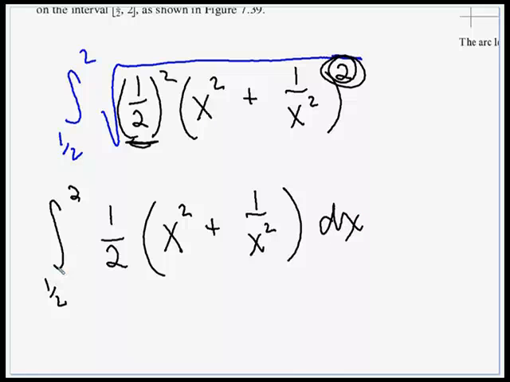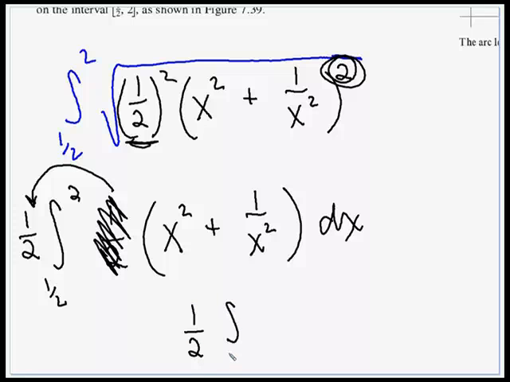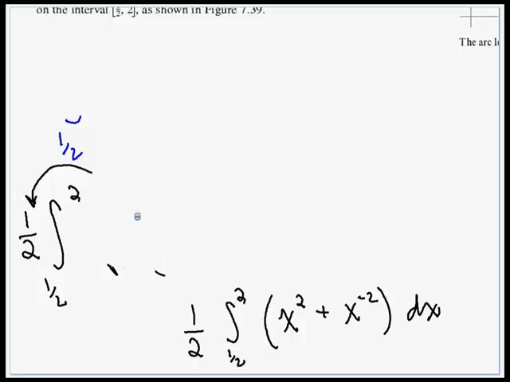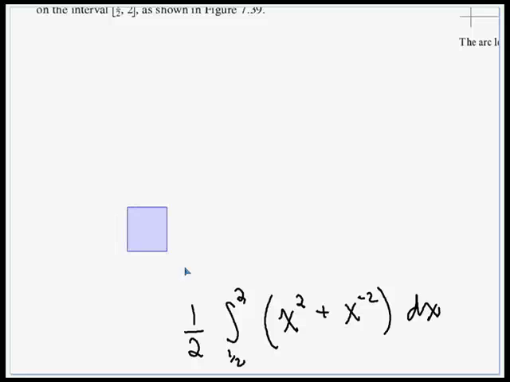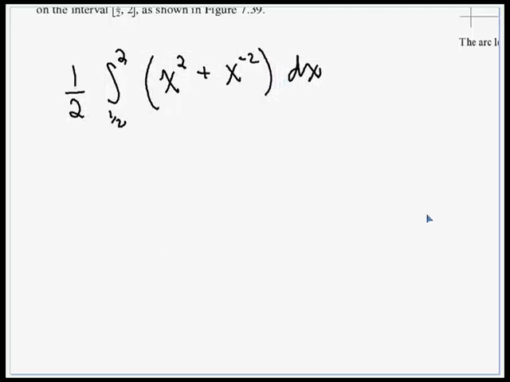So we have our antiderivative. We could factor this 1/2 out front by the constant multiple rule. And now we have 2 terms, and we're ready to just integrate those. So we're going to have our 1/2 integral from 1/2 to 2 of x squared plus x to the negative 2 dx. So the algebra work paid off. We've simplified our function quite nicely, and we'll be able to take an antiderivative, no problem.